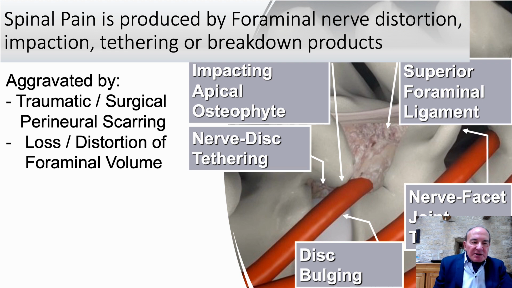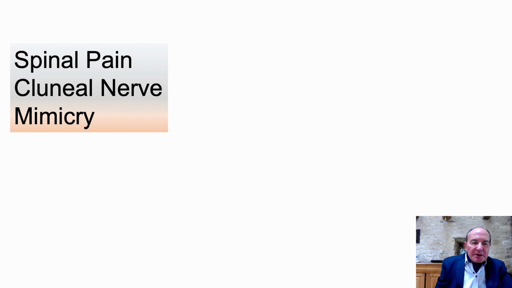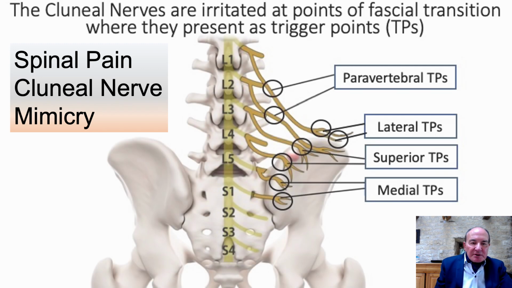All of these factors are aggravated by traumatic or surgical perineural scarring, loss of disc height, and distortion of the foraminal volume, and the disc only appears to be tender in 11% of cases. And instability is again a misdiagnosis of foraminal nerve pain treatable by foraminoplasty. But spinal pain can be mimicked by the cluneal nerves. Here, they cause pain where the nerve transits fascia, particularly when the patient has developed malposture.